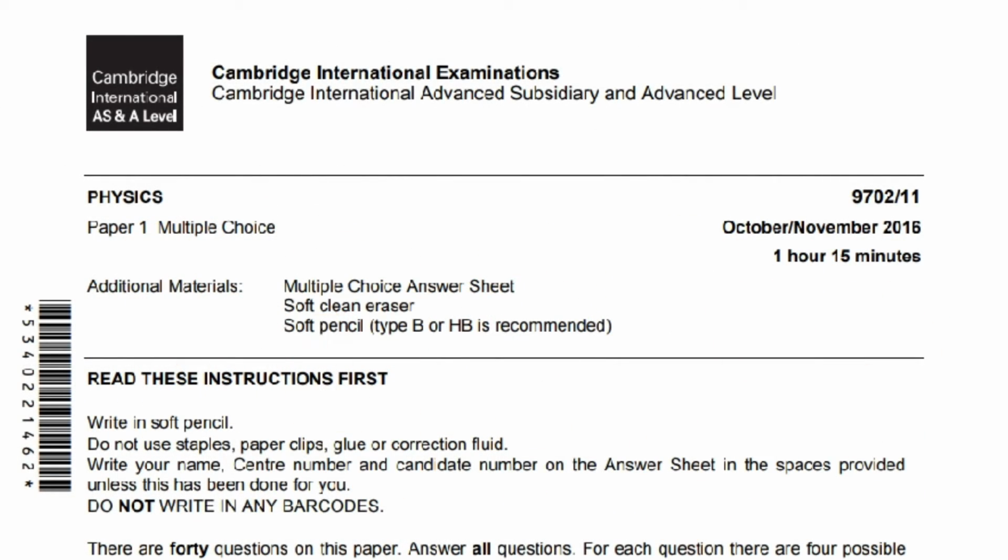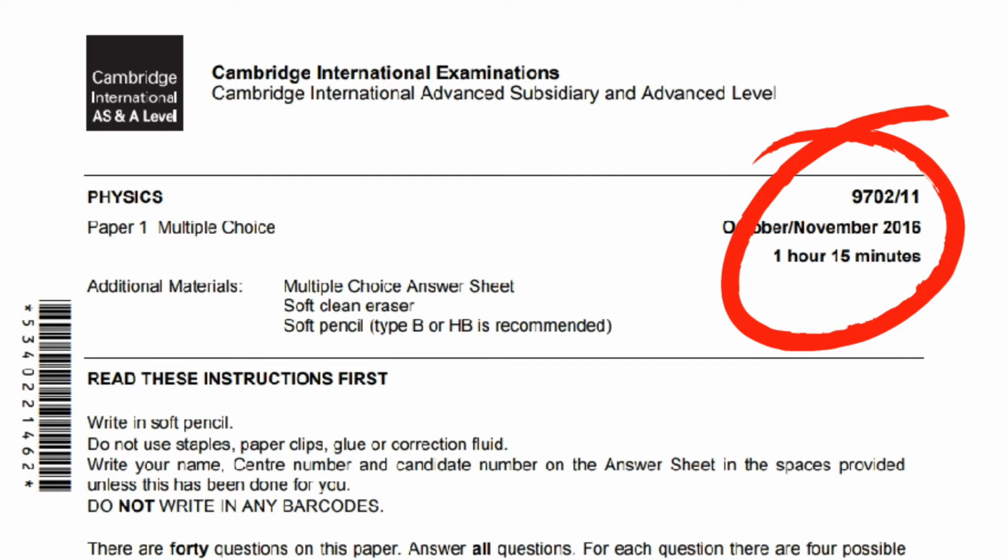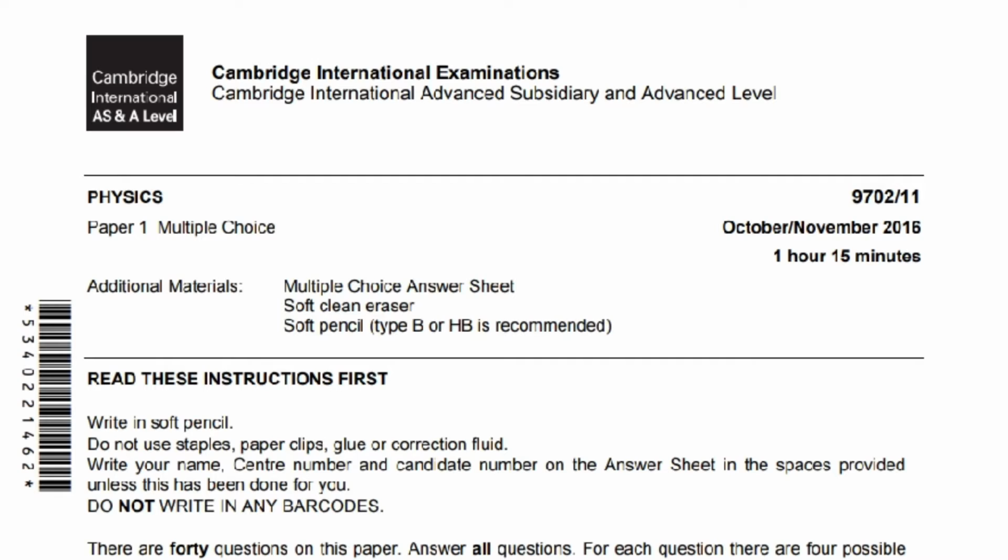So today we're going to be solving the October-November 2016 question paper 1-1 for physics. And the question paper is 1 hour 15 minutes long, and we're going to be solving it, explaining in detail what some of the responses should have been.